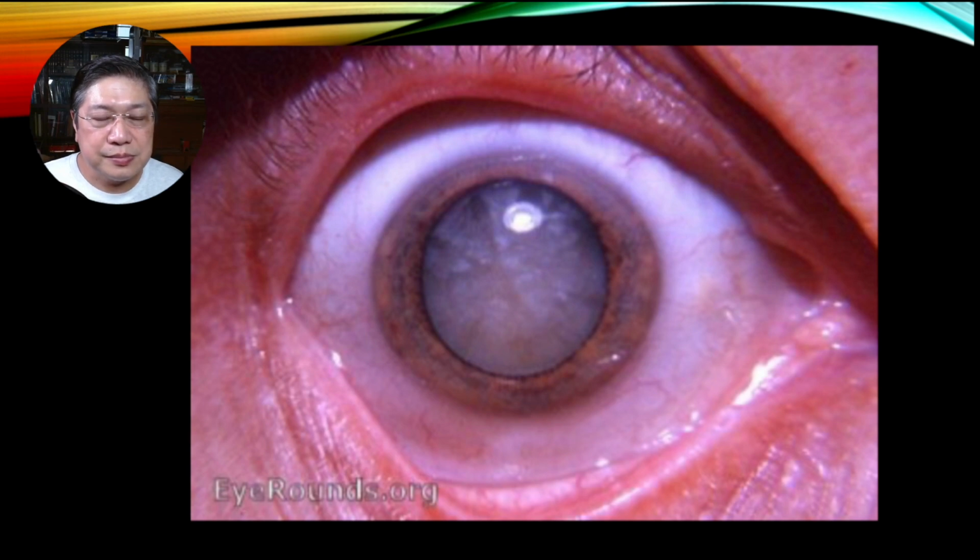Again, this is how a mature cataract looks. You can very easily see the very opaque central nucleus.